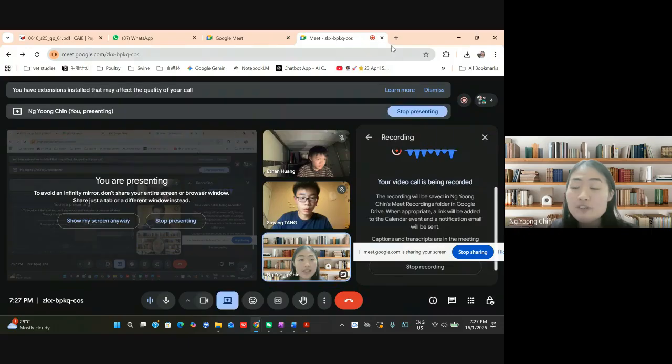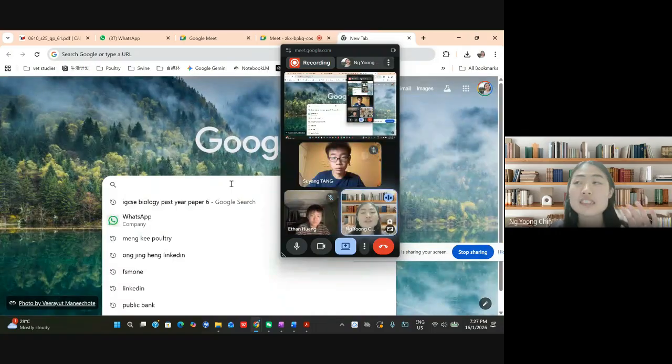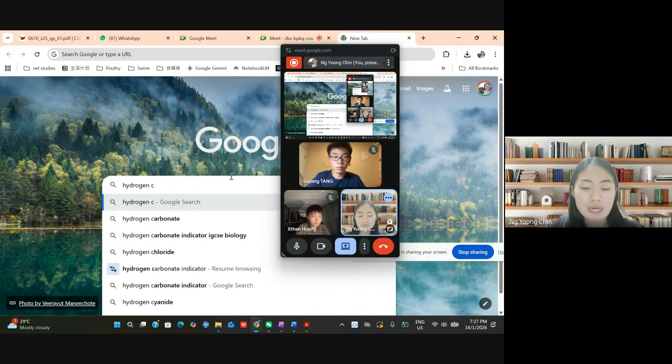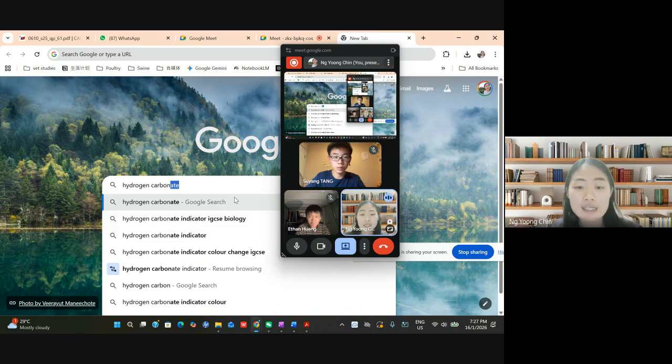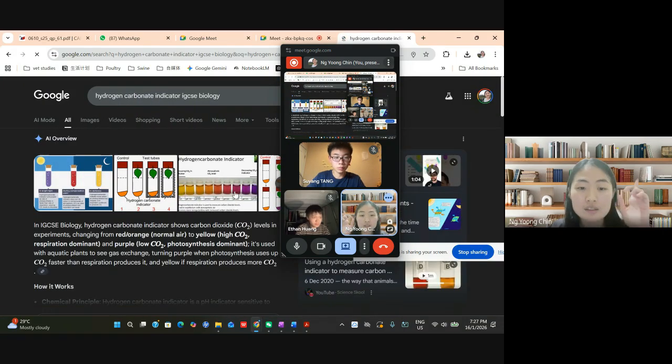What's the answer? If the hydrogen carbonate solution is acidic, or is it pink? Pink is in alkaline. Let me show you this one. Hydrogen carbonate indicator. Okay, so pink means it's alkaline, which is this one.